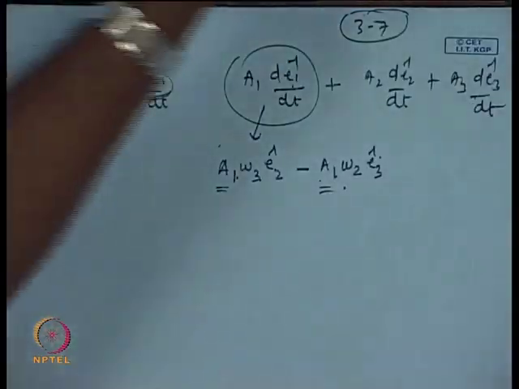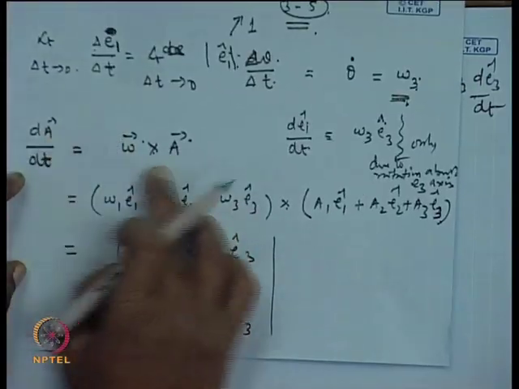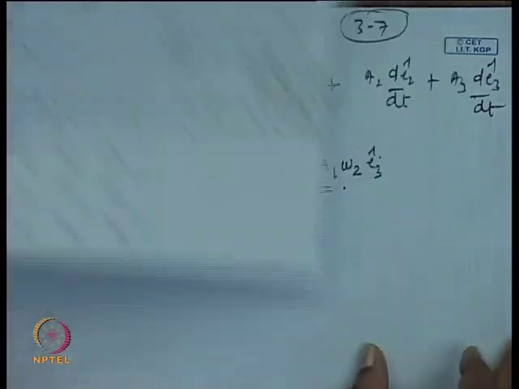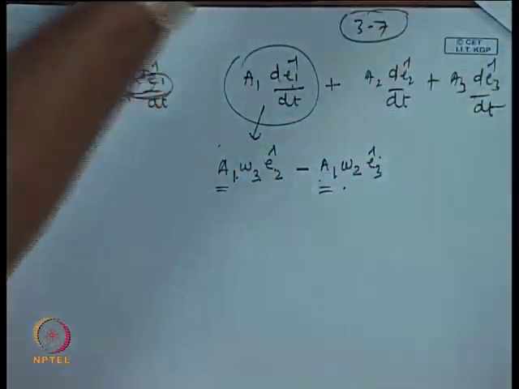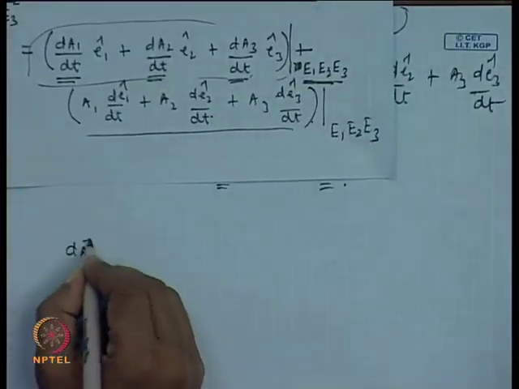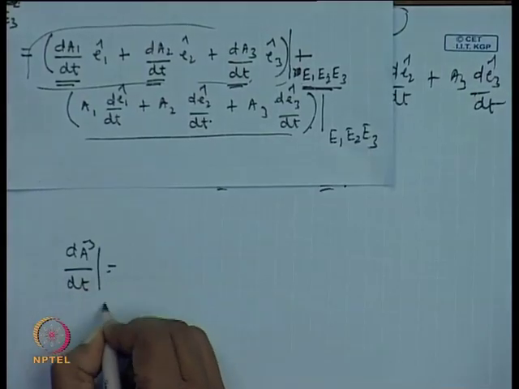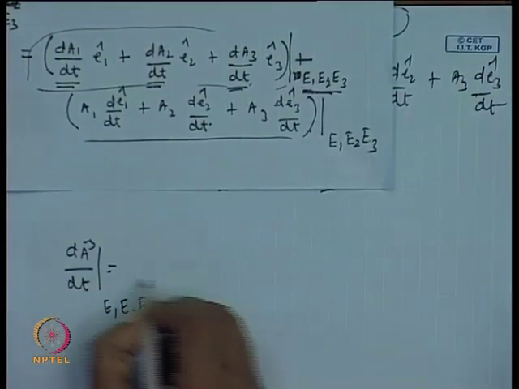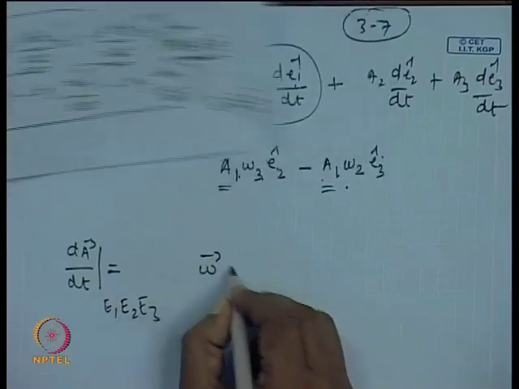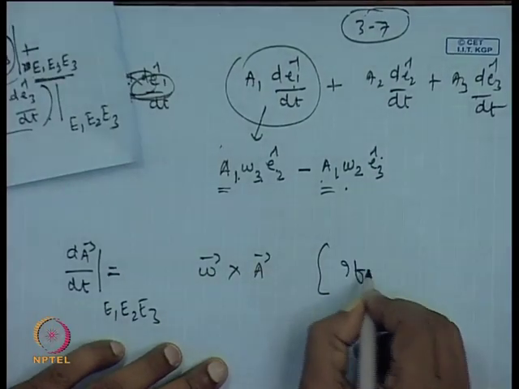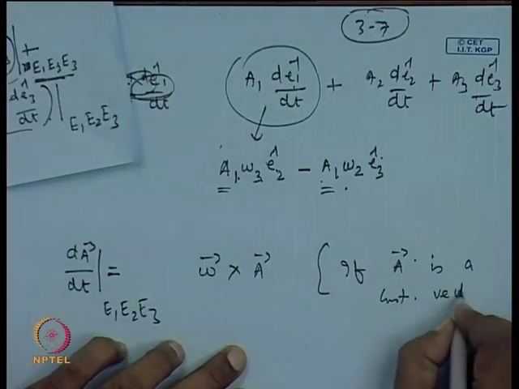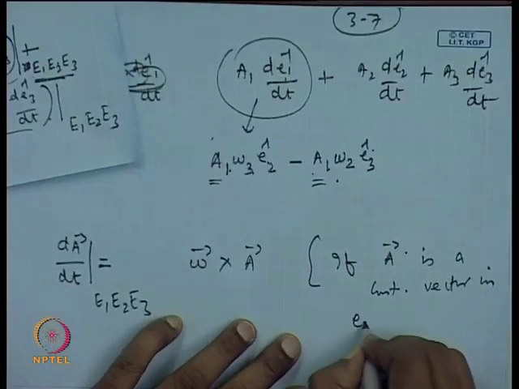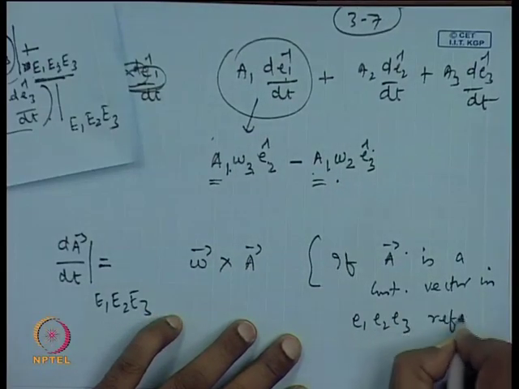And the same expression I wrote in one shot as da by dt equals omega cross a. So, here finally, this expression, once we are reducing it, we are writing as da by dt in E1, E2, E3 will be equal to omega cross a, if a is a constant vector in the E1, E2, E3 reference frame.